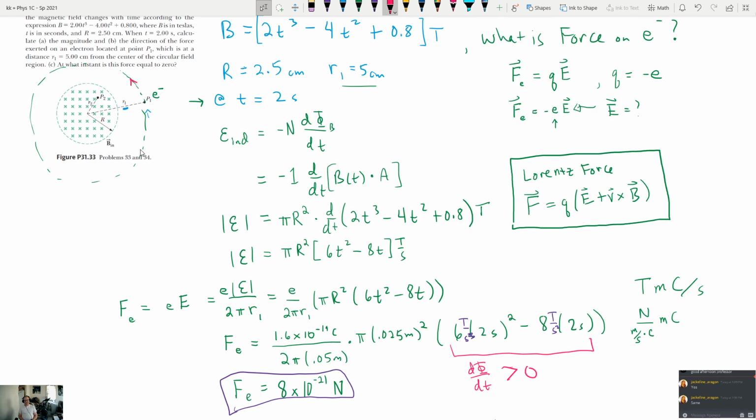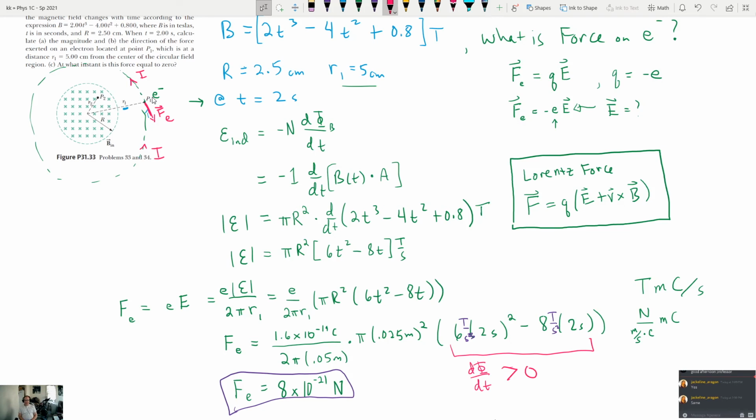This is what would happen. I'll just put it this way. This is the direction that current's going to have to go, right? And if the current's going that way, then as I think Cam said, the direction of the force on the electron is going to be this way. Right? Okay.